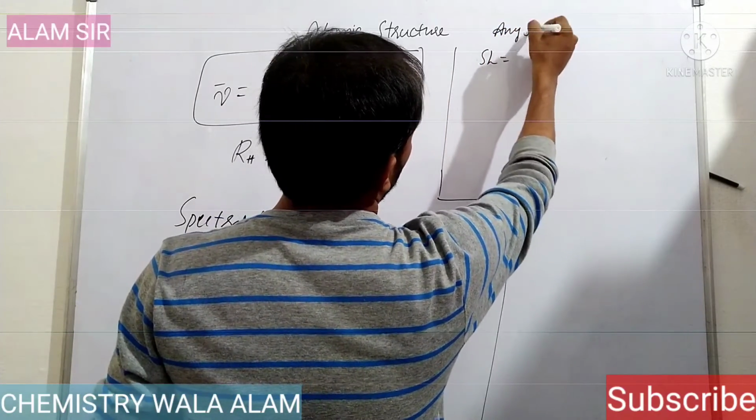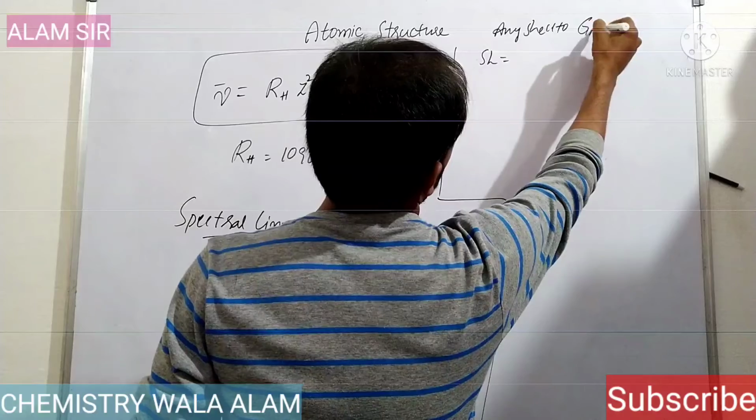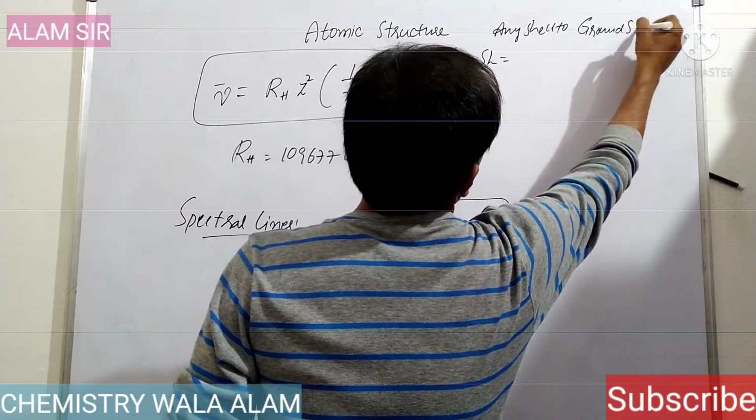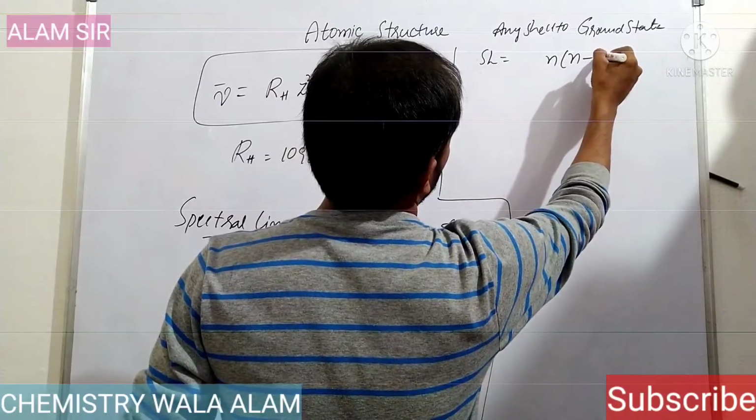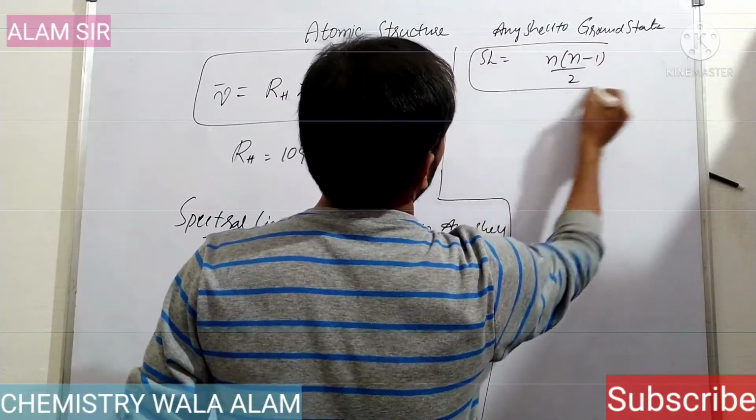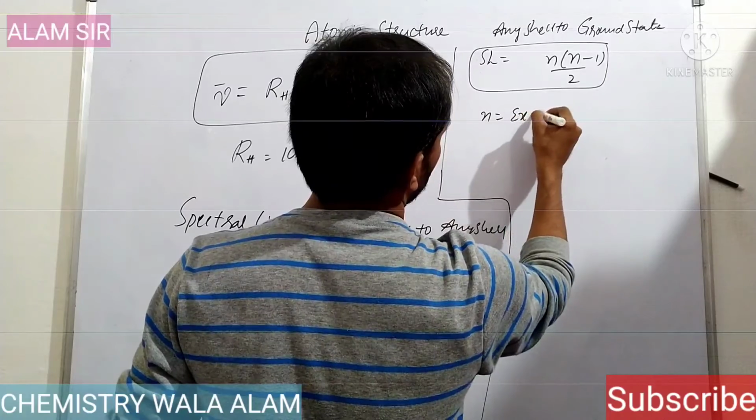Any shell to ground state. So here it is n into (n minus 1) by 2. Here n is the excited state.